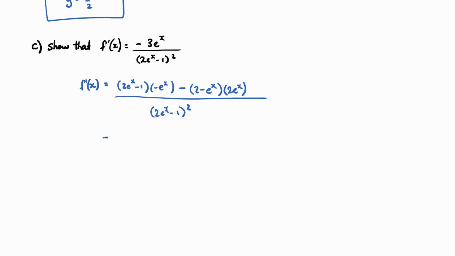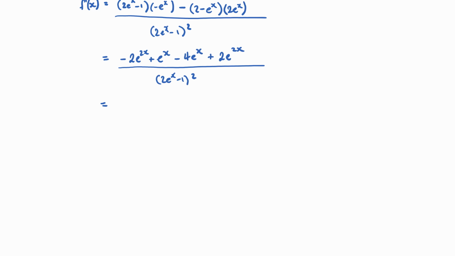Now let's see if we can simplify this. If I expand here, I'm going to get negative 2e^(2x), and then plus e^x, and then I'm going to have minus 4e^x, and then I'm going to have a minus and a minus, so we plus 2e^(2x), over (2e^x - 1) squared.